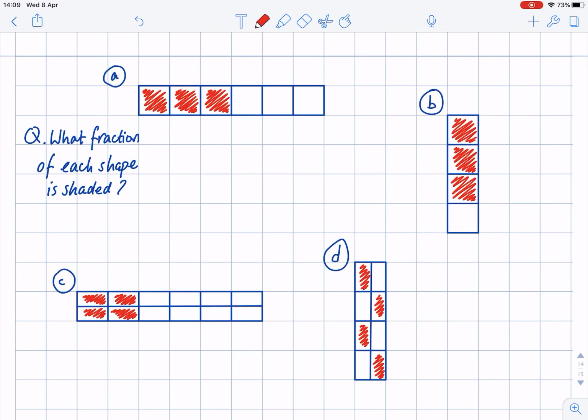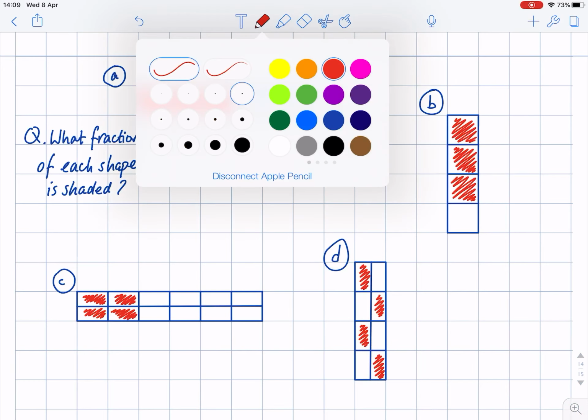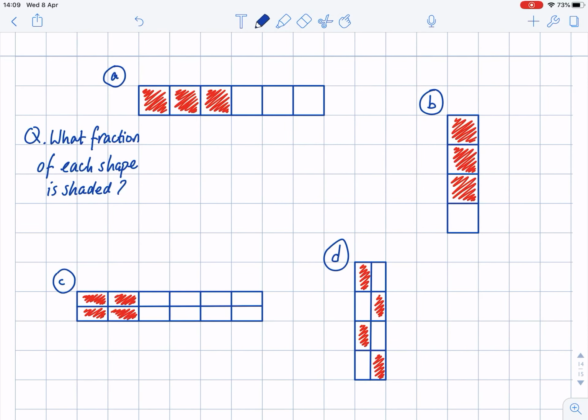What I've said is, what fraction of each shape is shaded? You've got 4 shapes there, and you just need to write down the fraction that's shaded. You're going to have a fraction line to separate the number that's shaded, which goes on the top, and then the number underneath tells me how many pieces there are altogether. Pause now, and then press play when you're ready to go through the answers.